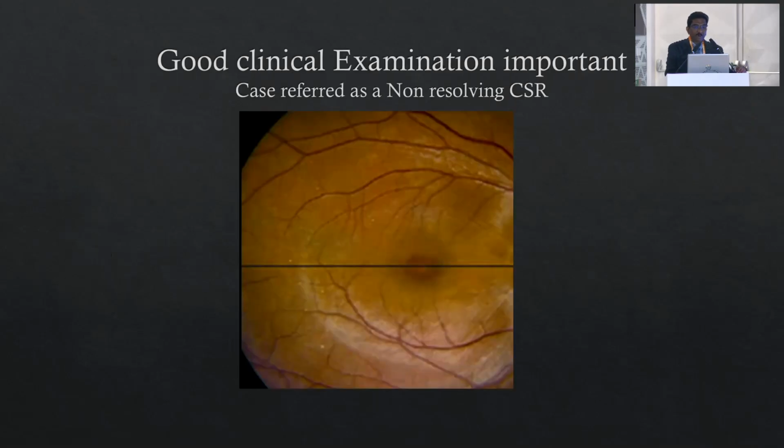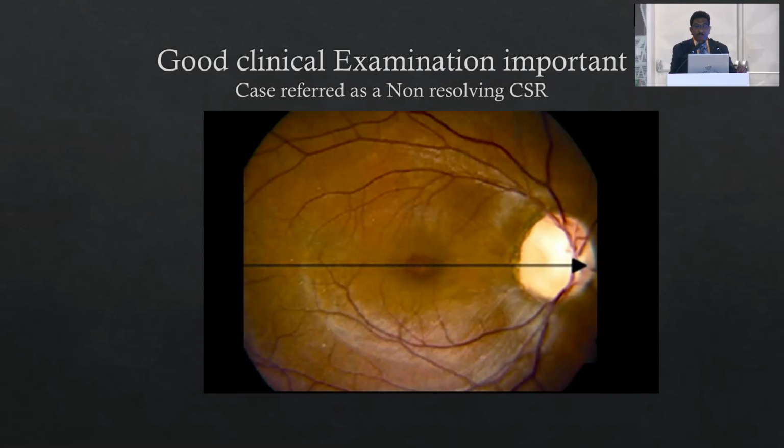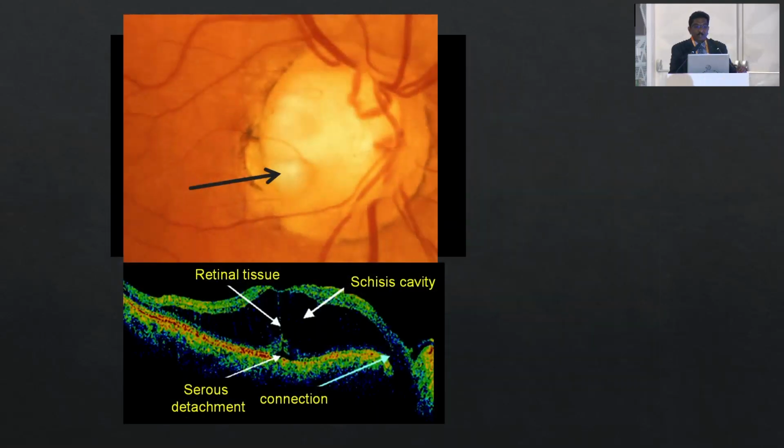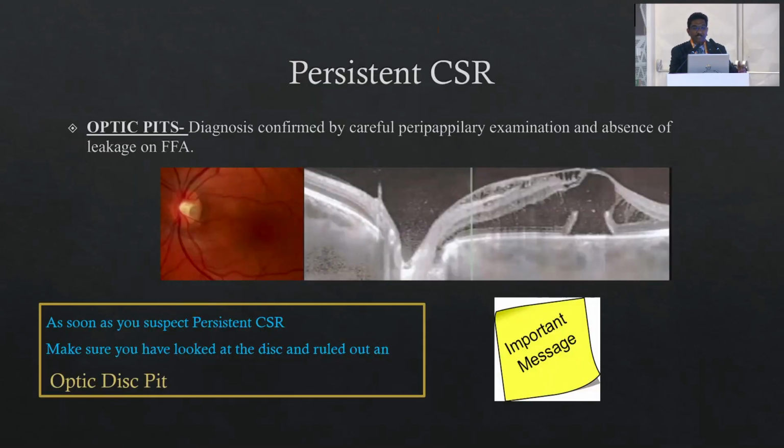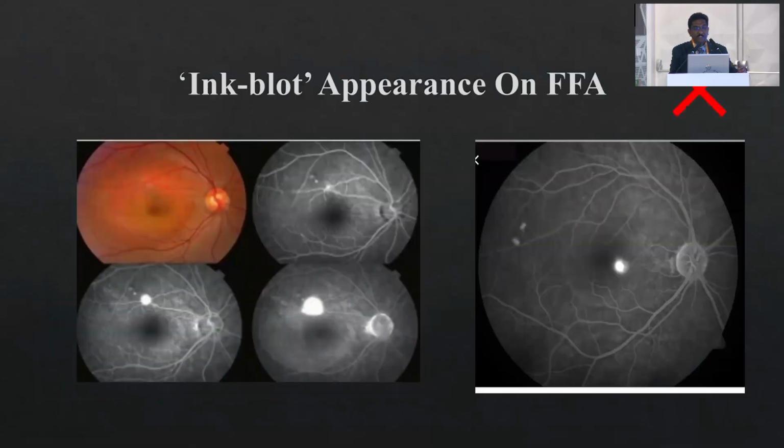Another thing is a good clinical examination. This was a case referred as non-resolving CSR and ended up actually having an optic disc pit. So the OCT will give out the diagnosis, but you need to look for the optic disc pit whenever you suspect a patient of persistent CSR.